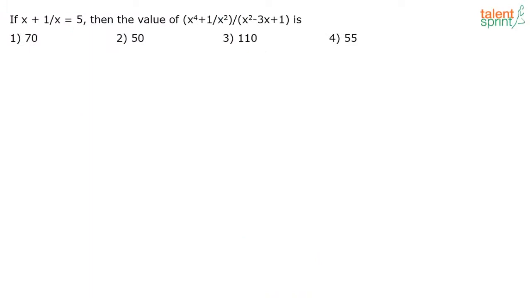Okay, so here's the next one. We have already dealt with a couple of questions in the session today where we were given x plus 1 by x equals 5. Looks like this is the favorite expression for the session today. x plus 1 by x equals 5. But this time it's asking us to find x power 4 plus 1 by x squared divided by x squared minus 3x plus 1. And look at the options: 70, 50, 110 and 55.